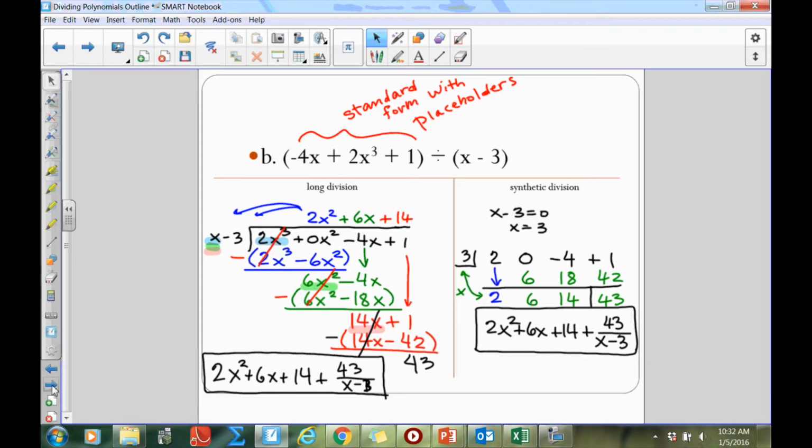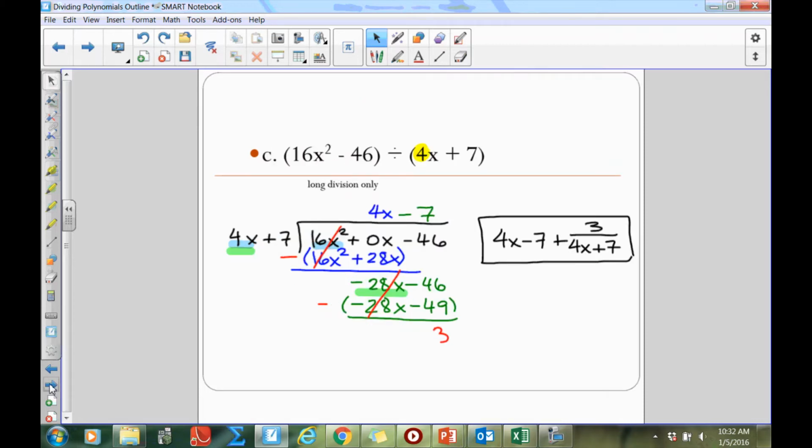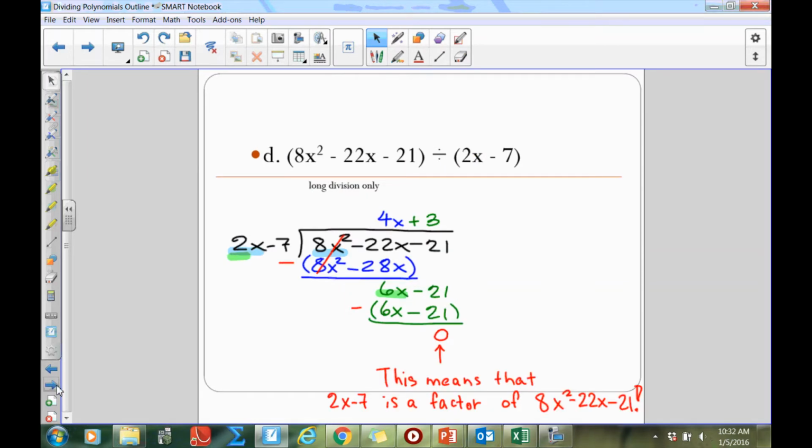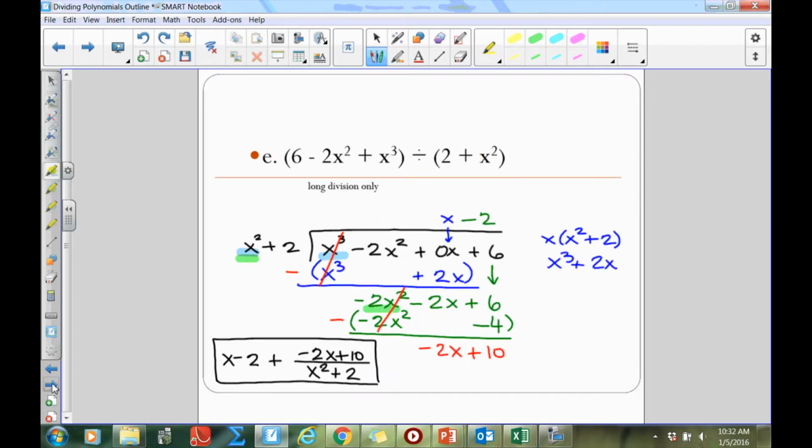In the other 3 examples, we cannot use synthetic division because of the coefficient of 4, the coefficient of 2, and this one's not degree 1. So those we have to rely on long division.